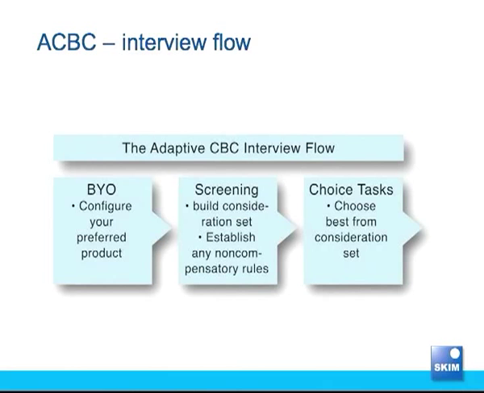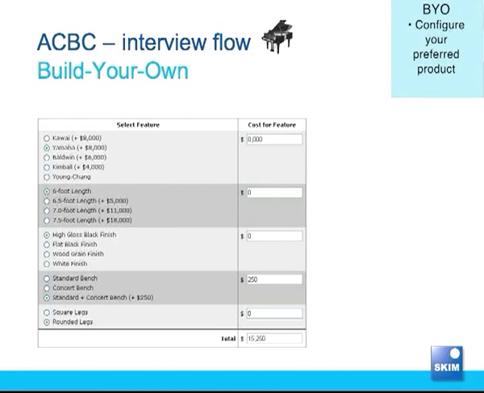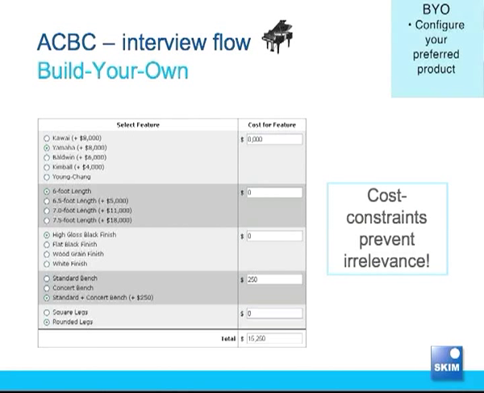A centerpiece of ACBC is the build-your-own task in the first section of the interview. This task introduces the attributes and levels and asks the respondent to indicate a preferred level for each attribute while taking corresponding feature-dependent prices into account. The risk of undesirable outcomes is hence strongly reduced from the outset. Wherever the interview is heading from here, there will be a sound business case in the end.